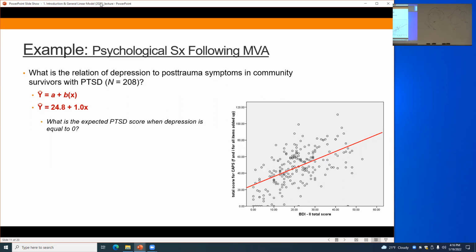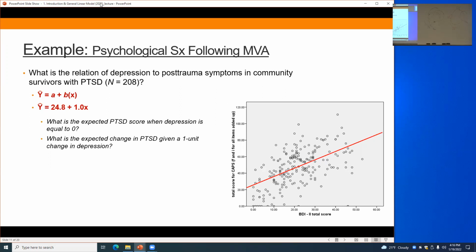How do we know that? Well, anytime we throw 0 in, and as we start to do this, 0 is a magical number. It's going to be very, very important for manipulating our model. If I put a 0 value in here, my expected value now is 24.8. This is my intercept, right? My intercept, that A value, is the expected value of my outcome when my predictors are set to 0.